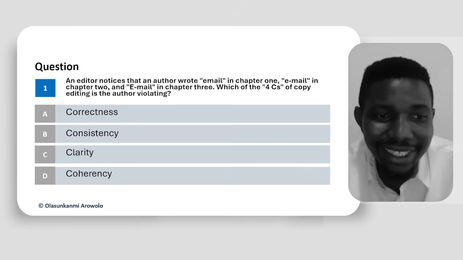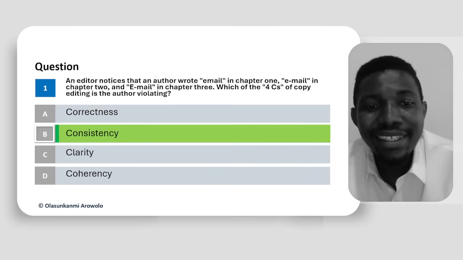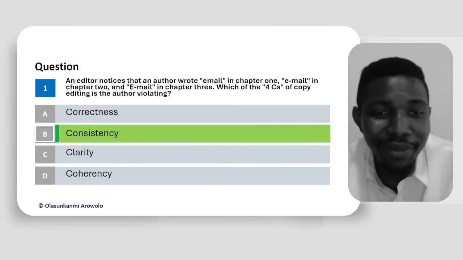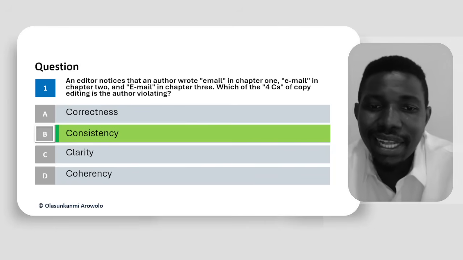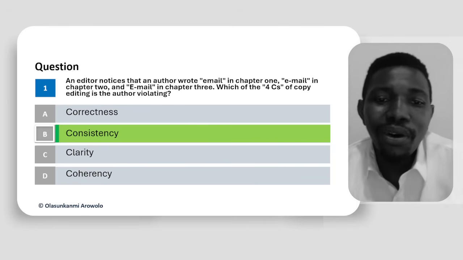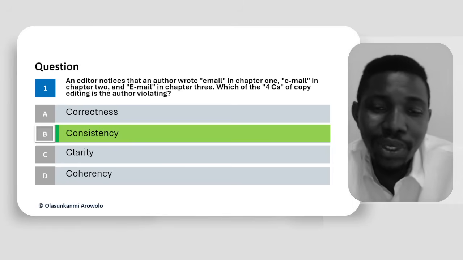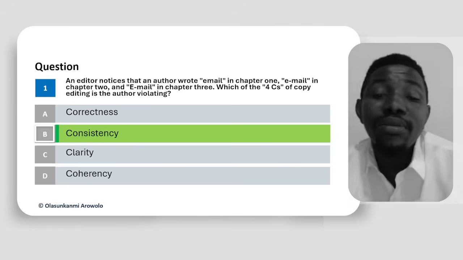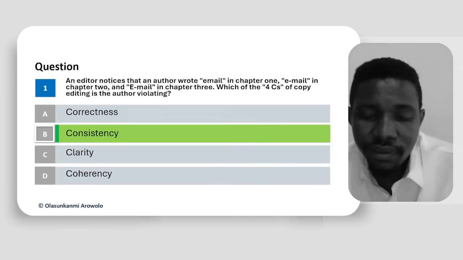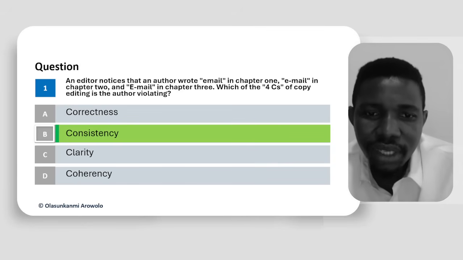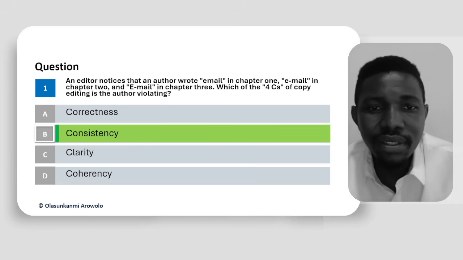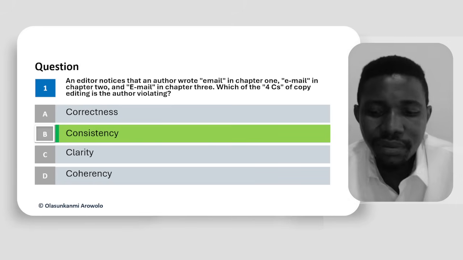Consistency. That is the correct answer. Email should be consistent. There should be a standard. Is it with a hyphen throughout, or without a hyphen throughout, or capital letter throughout? The standard usually is without a hyphen, small letter, to ensure that it doesn't violate our style.